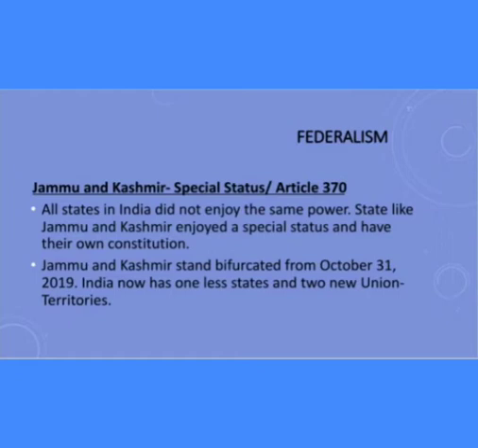India has one less state, and gets two new union territories, Jammu and Kashmir, and Ladakh. Jammu and Kashmir stand bifurcated from October 31st, 2019. India now has one less state and two new union territories. Jammu and Kashmir and Ladakh will get their respective lieutenant governors. The big change of status for Jammu and Kashmir comes after the centre moved to scrap the special status of the state of Jammu and Kashmir.